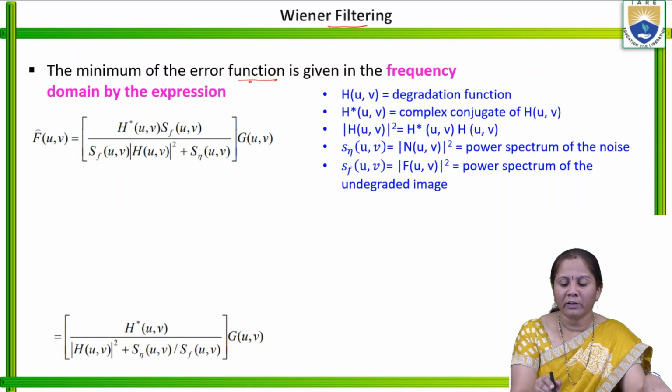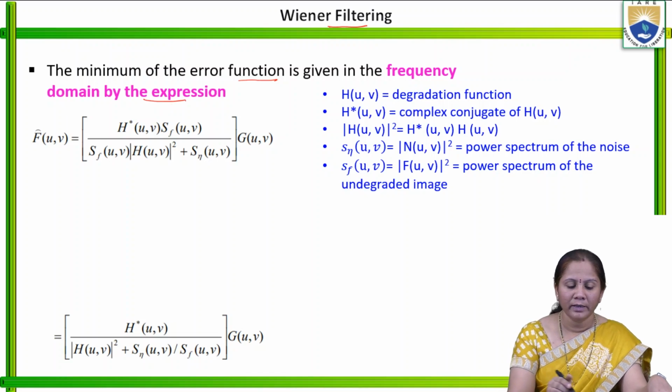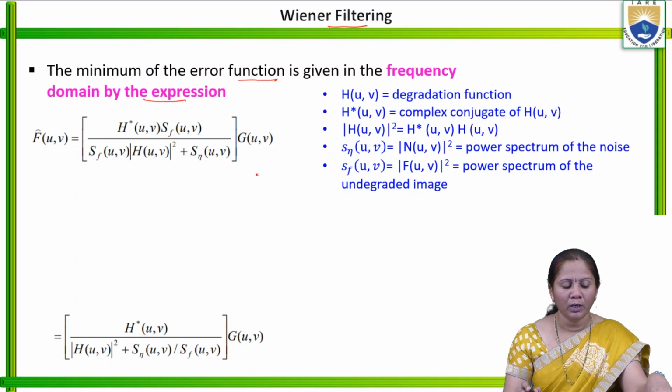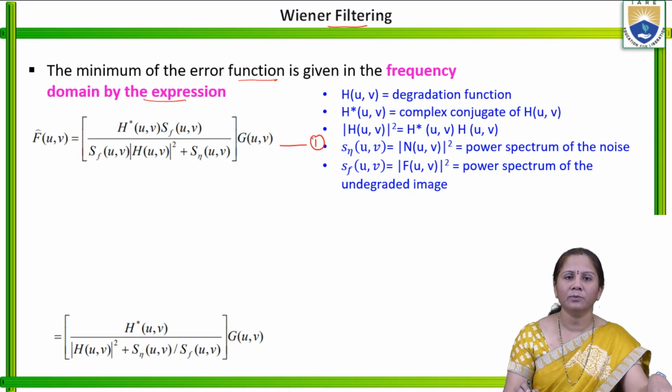The minimum of the error function is given in the frequency domain. So the Wiener filtering can be represented in the frequency domain as f cap of u comma v is equal to h star of u comma v into Sf of u comma v, divided by Sf of u comma v mod h of u comma v square plus S eta of u comma v, into g of u comma v. Let us consider this equation as 1. This is the frequency domain expression for Wiener filtering.